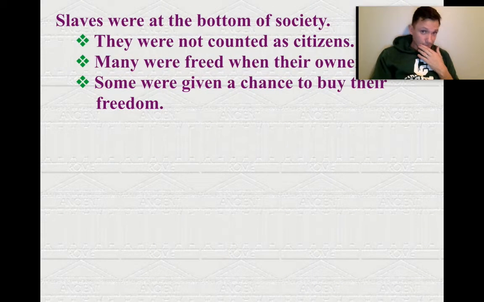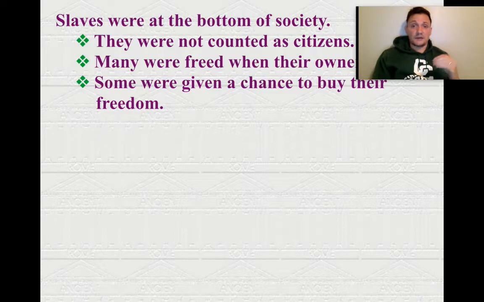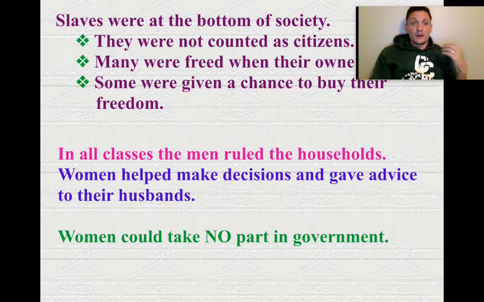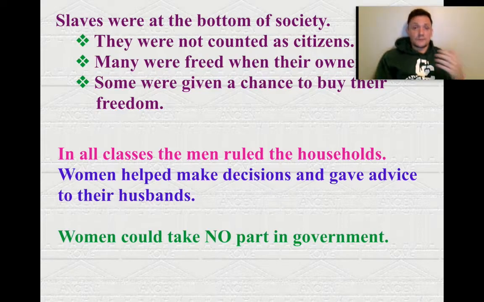At the very bottom of the society, of course, were the slaves. They were not counted as citizens. Neither were women, which is really sad. Many slaves were freed by their owners if their owners chose to, and some were even given a chance to buy their freedom. In all classes, the men ruled the households, and women helped make decisions and gave advice to their husbands, but women could take no part in the government.